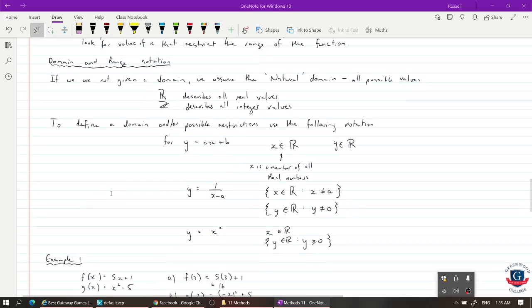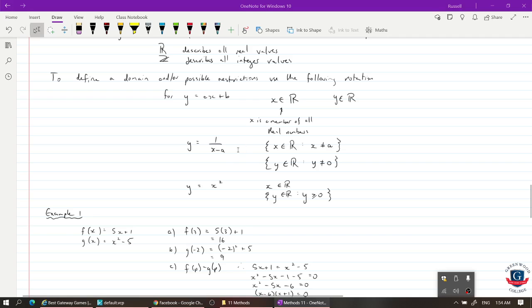So if we're not given a domain, we assume the natural domain, so that's all possible values that x or y can take on. So for y equals ax plus b, x can be any member of the real family, and we know that from a line. And similarly, y is any value from the real family. It's going to extend all the way from negative infinity to infinity in the same way that x is going to extend from negative infinity to infinity for a line, unless the line is a horizontal or vertical line, and then there's some exceptions.